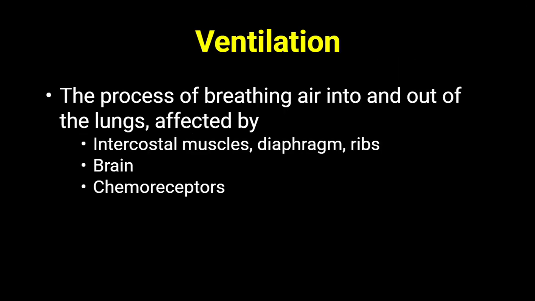Ventilation is the mechanical process of moving air into and out of the lungs. In children, this process is affected by several key factors that differ from adults. First, the intercostal muscles, diaphragm, and ribs. Infants are diaphragmatic breathers, meaning they rely almost entirely on their diaphragm because their intercostal muscles are not well developed. This is why you see more abdominal movement when an infant breathes.